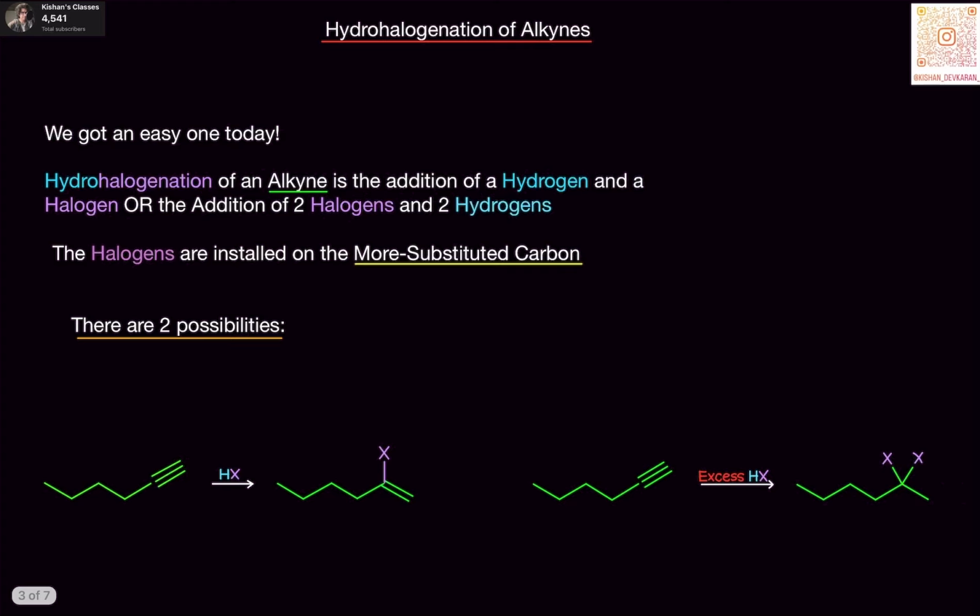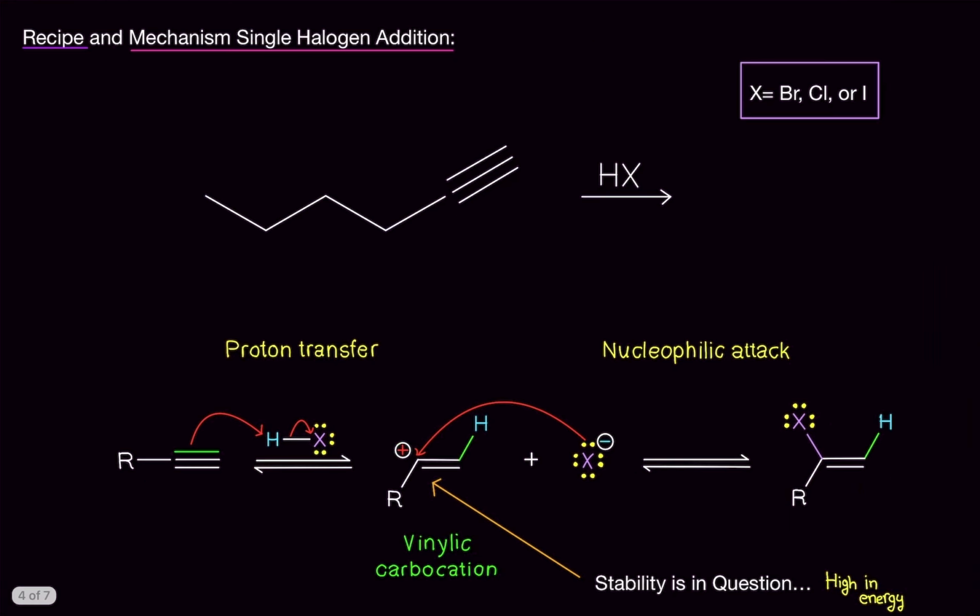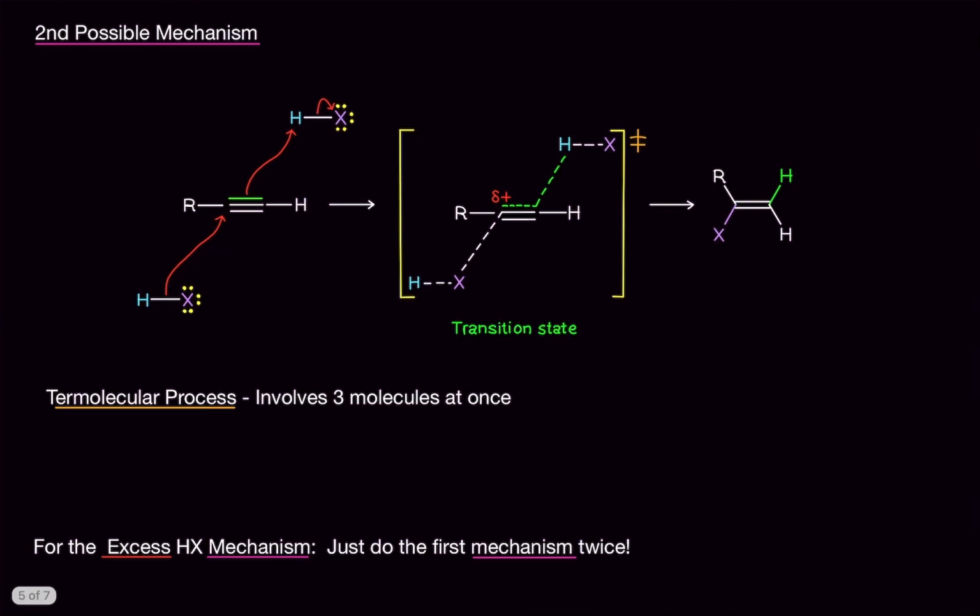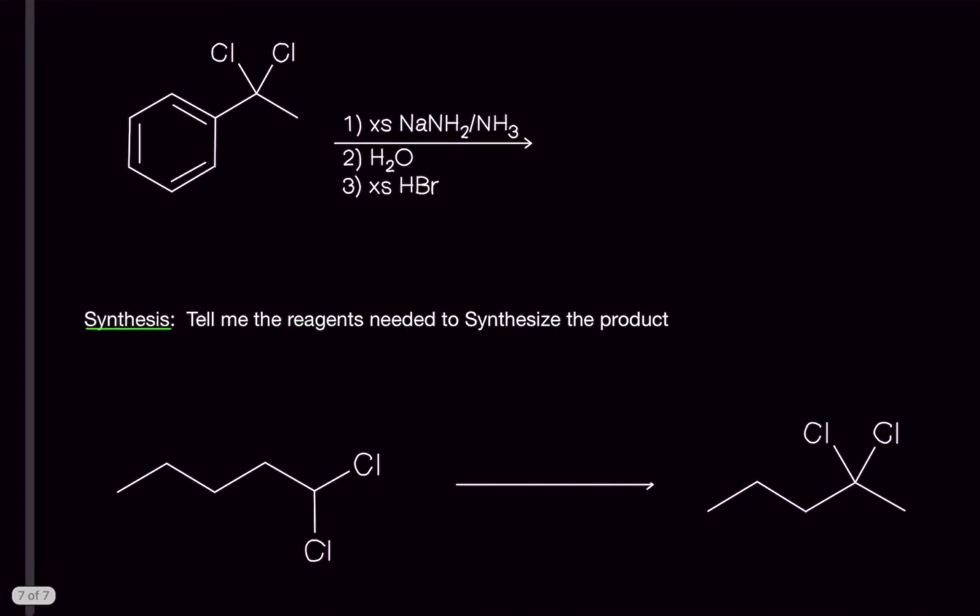We got an easy one for you guys today. Here's what we're going to do, the overview. First, I'm going to talk about what hydrohalogenation is of alkynes. Then we're going to go over the recipe and the first mechanism. There's actually two mechanisms, two proposed mechanisms. They're pretty easy, don't worry about it. So this is the second one, and then we're going to go over 4 practice problems.